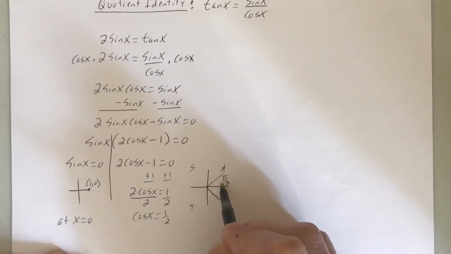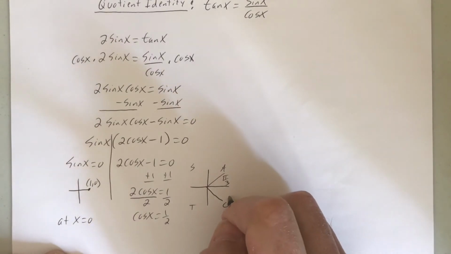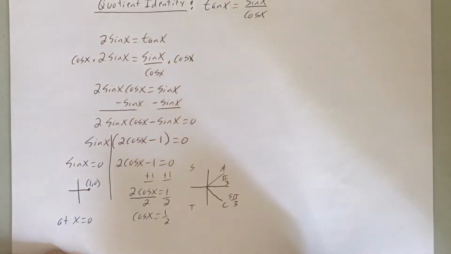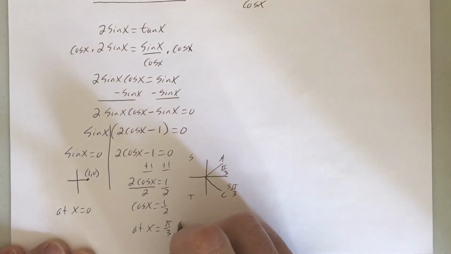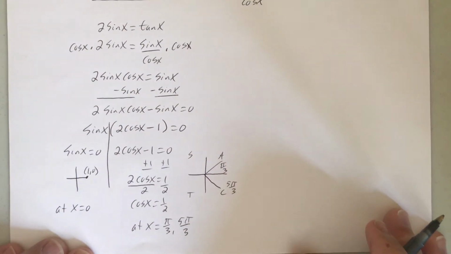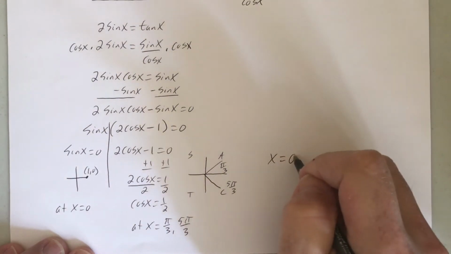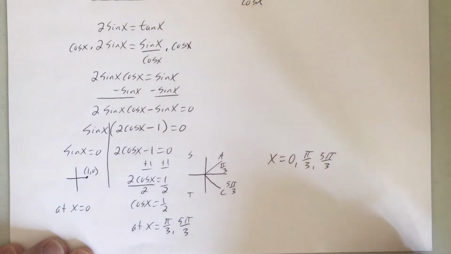So here, this happens at pi over 3, and then this, of course, from here to here, if you're thinking of a reference angle, would be pi over 3, or if you go directly to the unit circle, that happens at 5 pi over 3. So this cosine x equals 1/2, so it's at x equals pi over 3 and 5 pi over 3. So then our answer is basically just x is equal to 0, pi over 3, and 5 pi over 3.